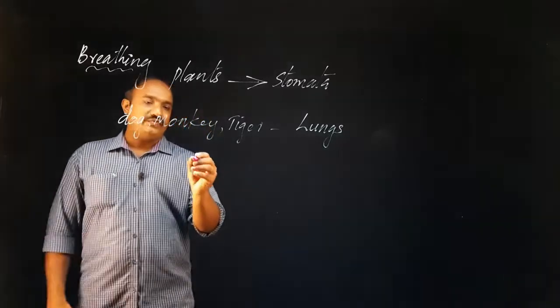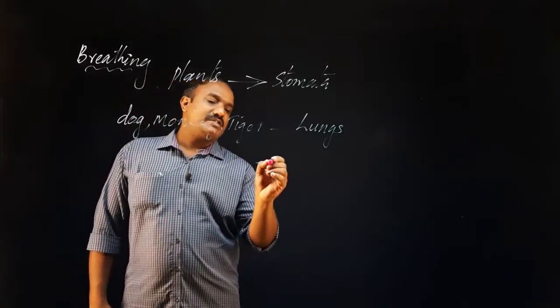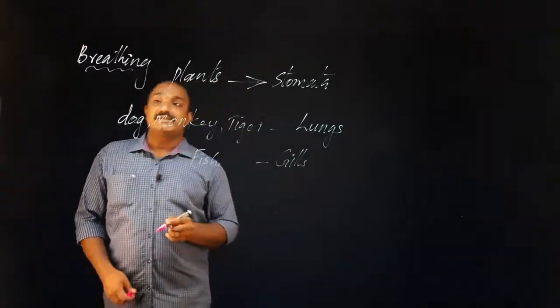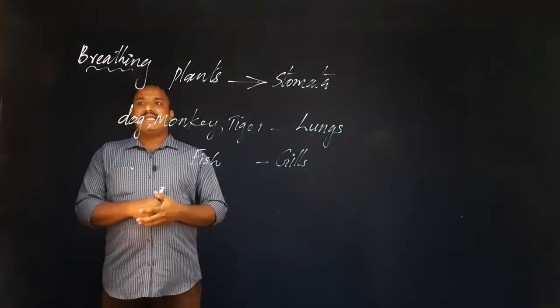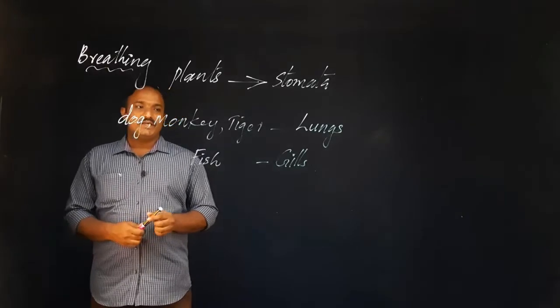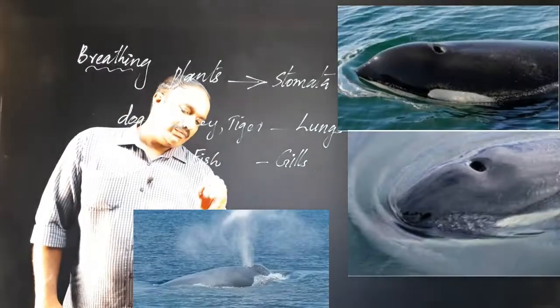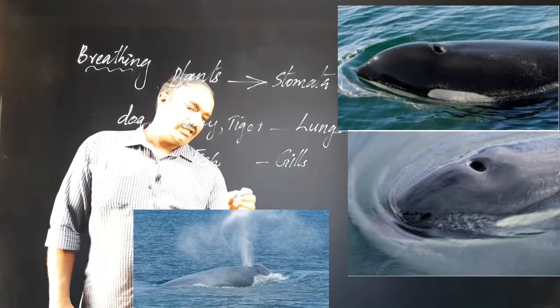In the case of fish, the fishes have another part called gills. Fishes breathe through gills. That is the breathing organ of whom? Fish. Then whale, that is an animal living in the water. That is the largest animal.